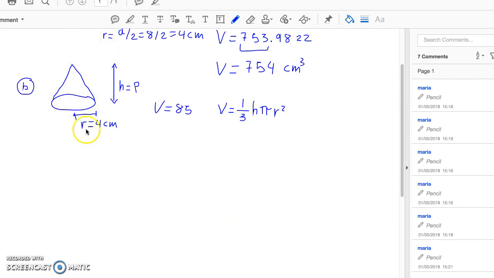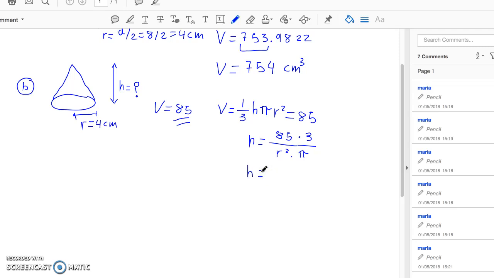I draw the diagram of the cone. I know the radius from before, half of the diameter that they tell me. The height is a question mark. I don't know, it's what I need to find out. But I know the volume, that is 85. So if I use the formula of the volume of the cone, 1/3 h pi r squared, I know that is equal to 85, they tell me, and I just need to isolate the h. So it's going to be 85 in the numerator, r squared comes to the denominator, pi comes to the denominator, and the 3 goes up in the numerator. So that's the formula I'm going to use.